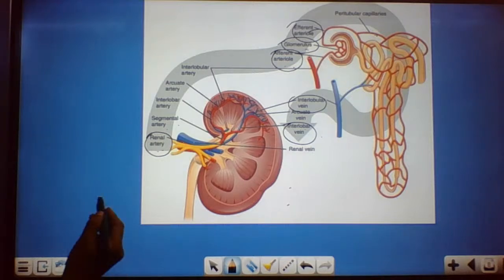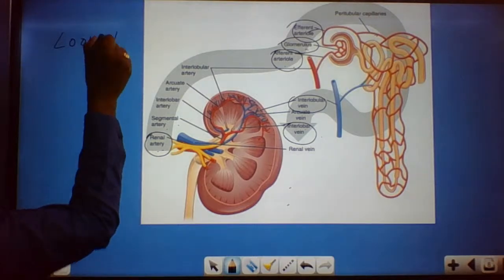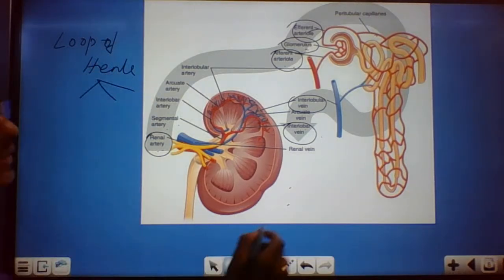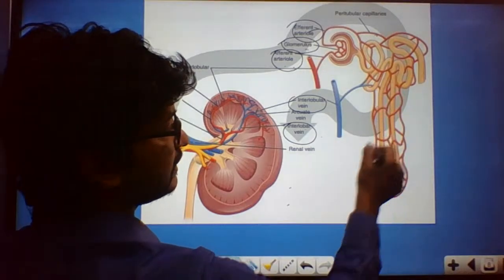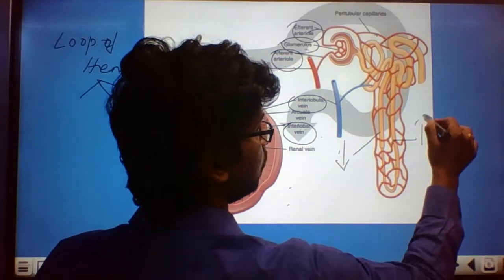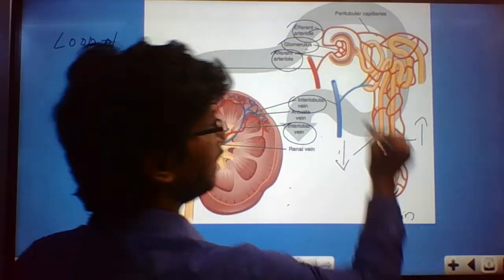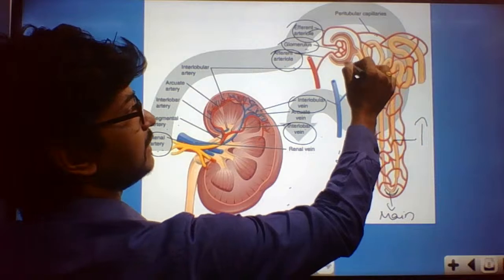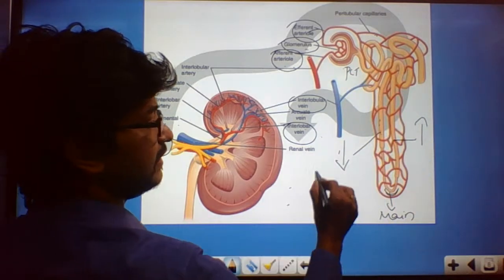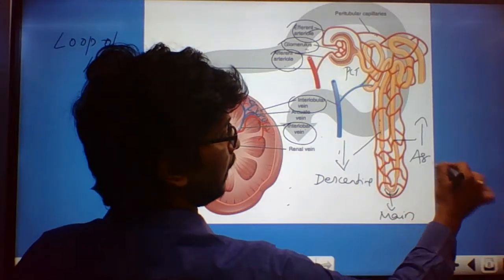Coming to the loop of Henle, in the loop of Henle you have three parts actually. When we talk about the loop of Henle, this is the descending loop, this is the ascending loop, and this U-shaped part we call the main loop. It comes down from the PCT, this is what I am talking about, the descending loop of Henle. Going down is descending, and this is ascending.